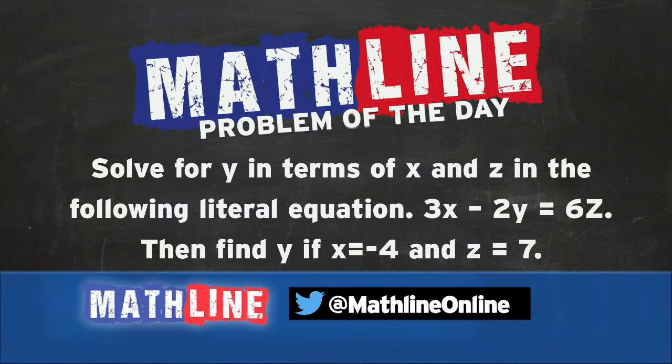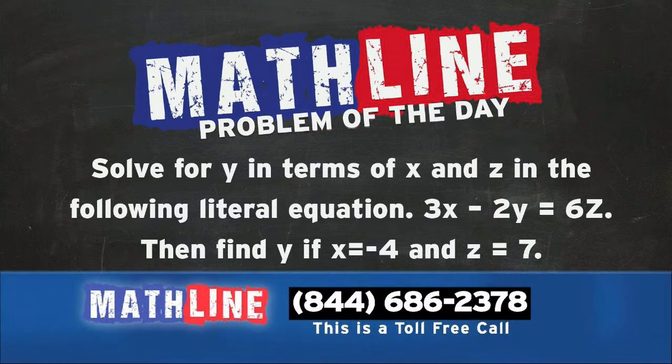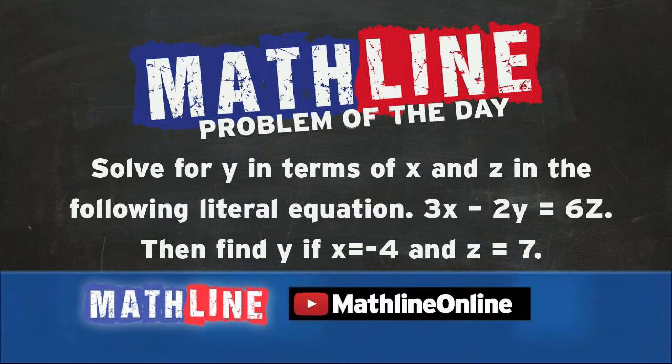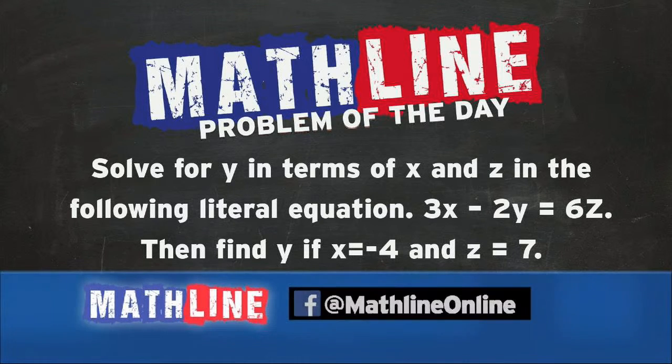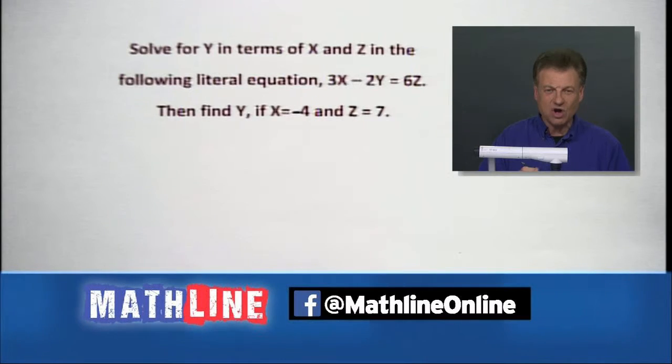3x minus 2y equaling 6z. Why do we call it a literal equation? Because we've got a lot of letters in there. But then we will find y if we know x equals -4 and z equals 7. So this is really in two parts. We want to get y by itself, then we want to use that new expression and put in our x and z values here.